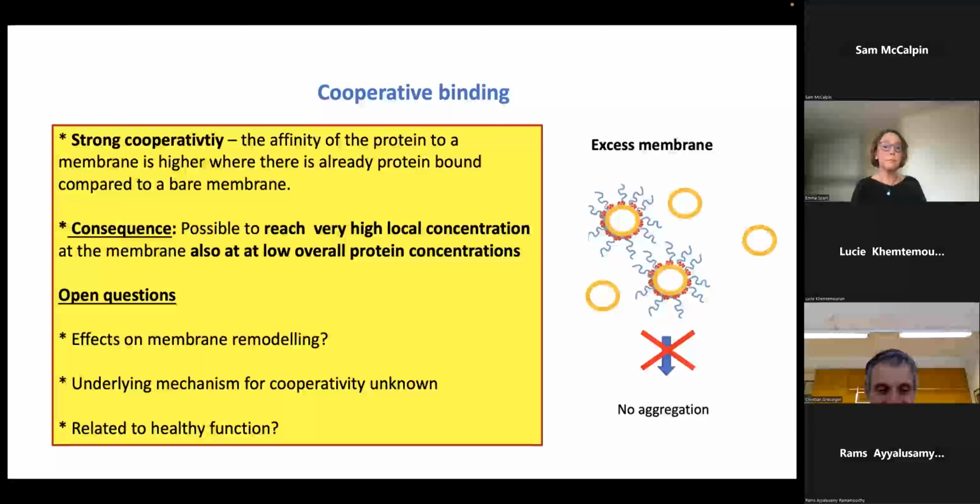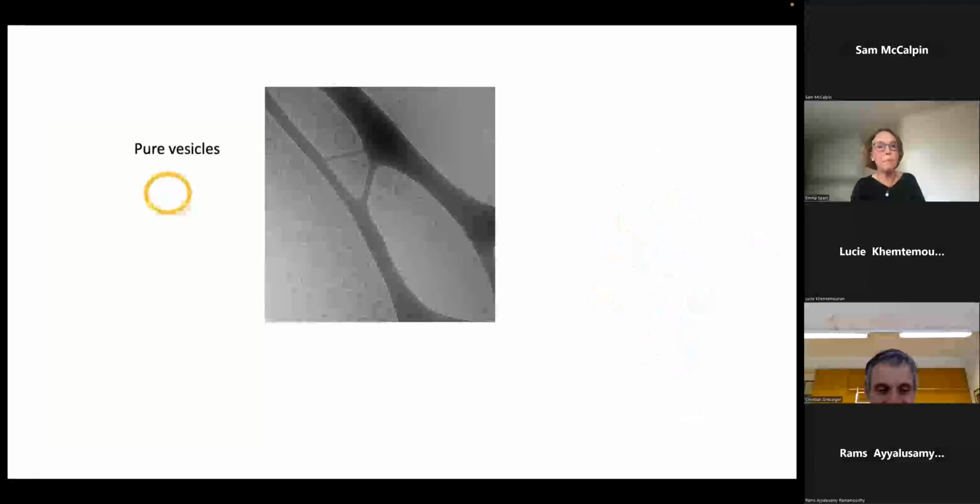Then what are the open questions after this? Maybe the second one among these should be the first one: what are the underlying mechanisms? This is, at this point, unknown, and we have ideas, of course, and are happy to discuss. One could also wonder what the consequences of this are. Does it have any effects? And potentially one can also discuss whether this is something important for the healthy function of the protein. But I will now talk a little bit about the effect of lipid remodeling.